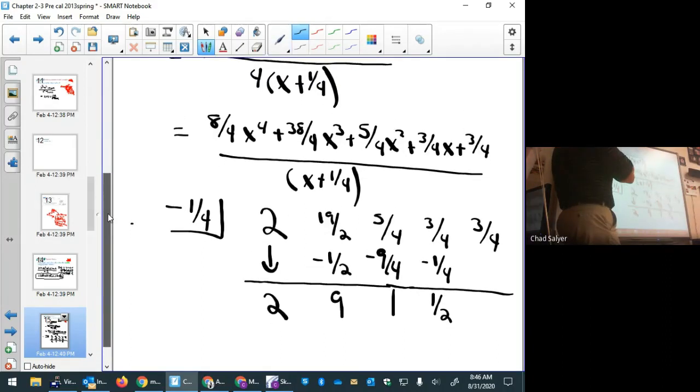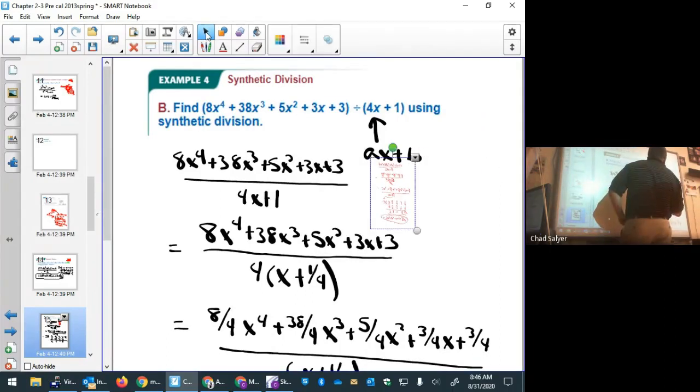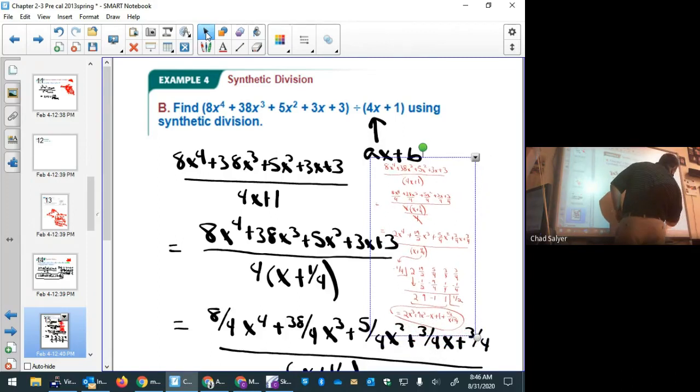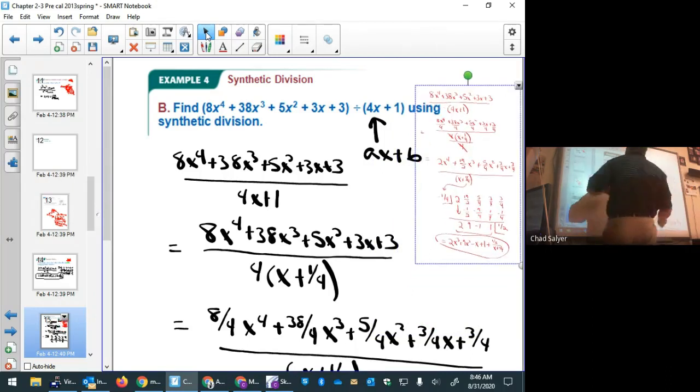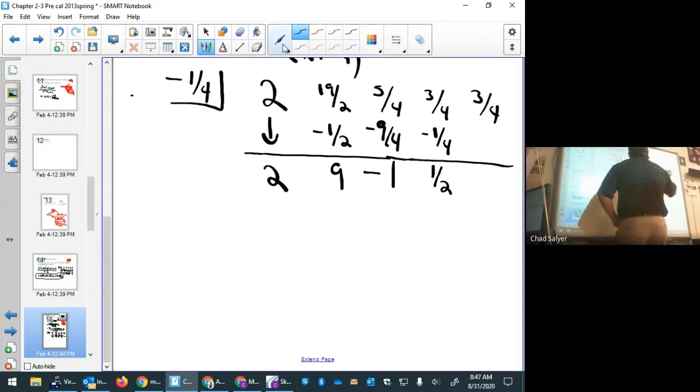That'd be negative 1/8. Again, let me check my work here because I can't remember if that's negative, positive 1/4. Oh, yeah. So that's negative 1. Dirt. We'll get it right.